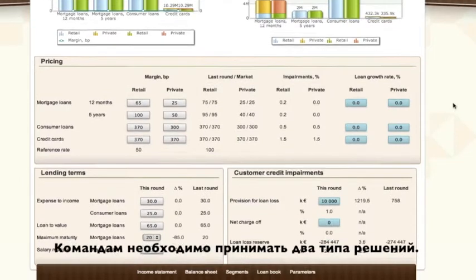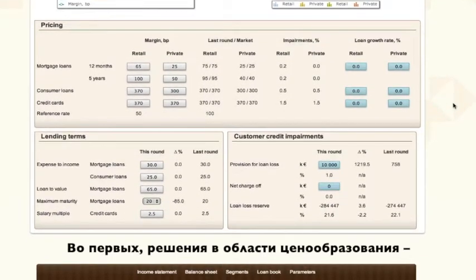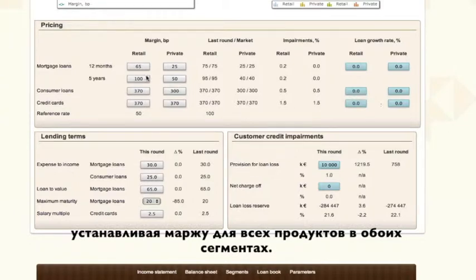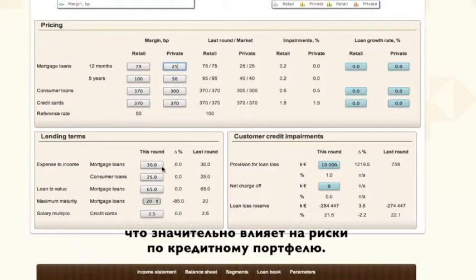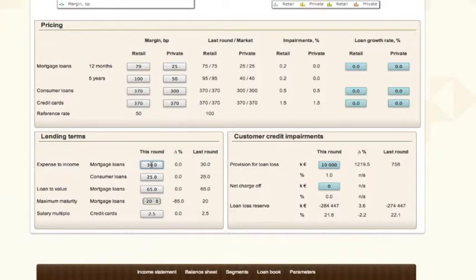There are two types of decisions to be made. Firstly, the participants need to price the credit products by setting a margin on top of the reference rate for all products and for both segments separately. Secondly, participants must decide appropriate lending terms that greatly affect the risk of the resulting loan book.